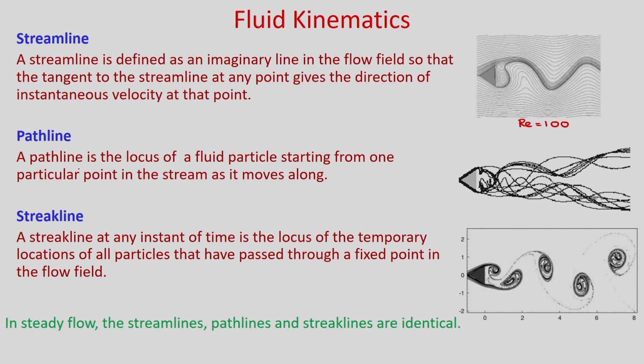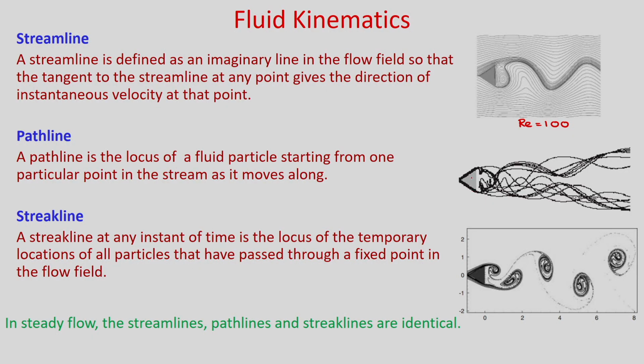Next we will discuss the path line. A path line is the locus of a fluid particle starting from one particular point in the stream as it moves along. So, if you are tracking a particular fluid element, the path line shows where it moves about in the fluid domain. For this particular case, flow over a triangular cylinder at Reynolds number 100, it shows the path line, and obviously at Reynolds number 100 it is an unsteady flow. So, the instantaneous path line is shown here.